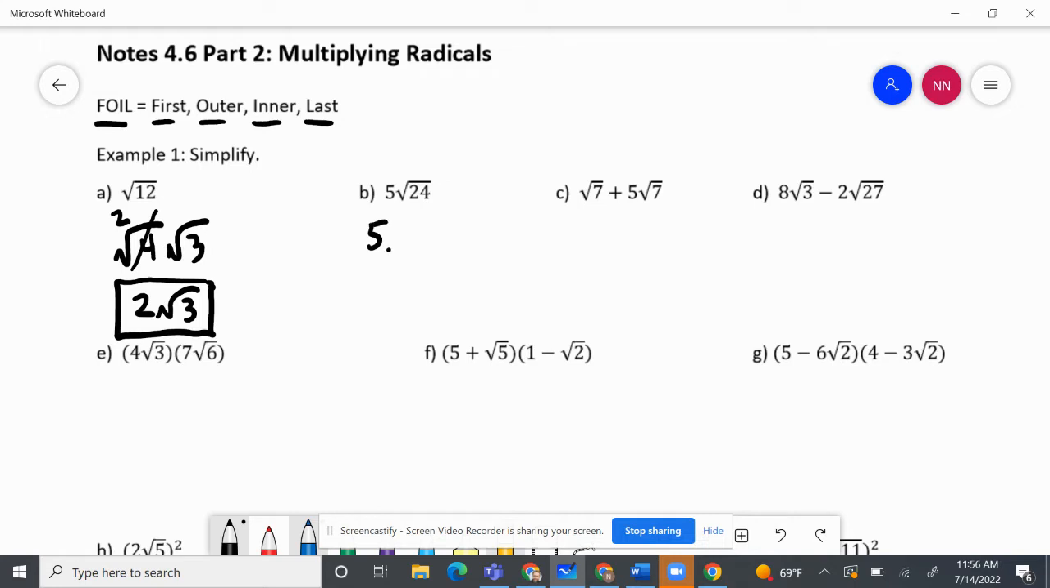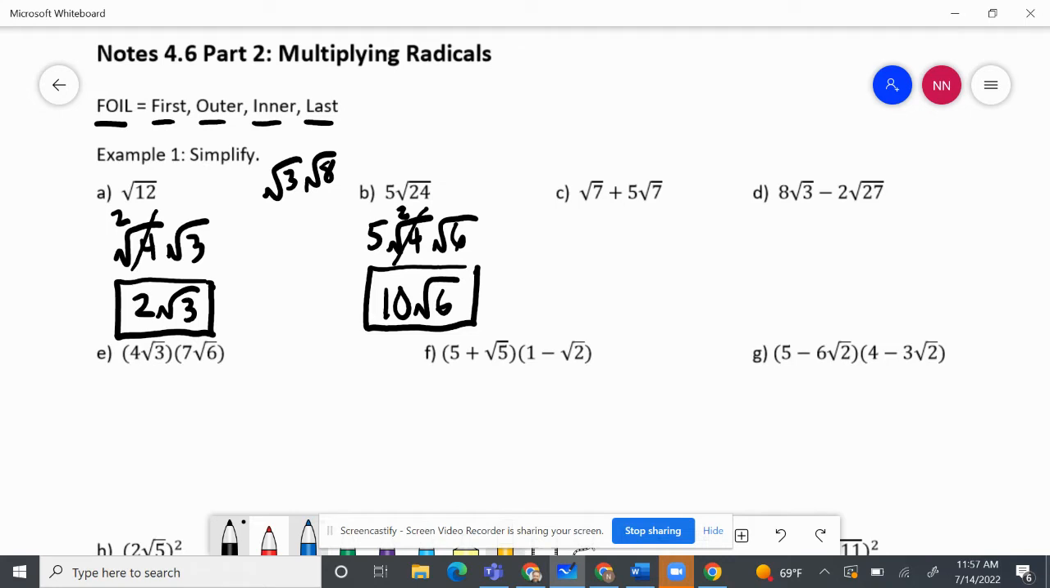24 would be 4 and 6. Last time we talked about 3 and 8, but we don't know the square root of either of those numbers, so those are not good ones to choose. With 4 and 6, we know the square root of 4 is 2. 5 times 2 gives us 10, so it's 10√6.